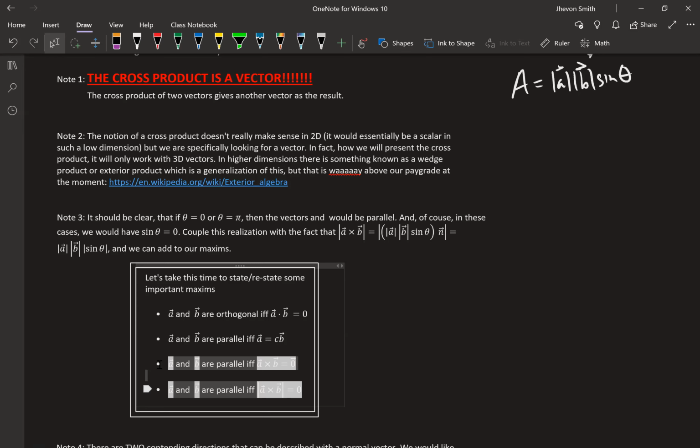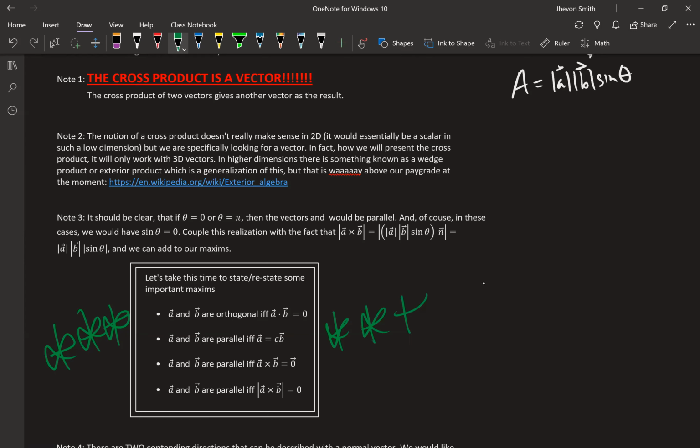So we can add 2 things to our maxim that we had before. This is a very important box right here. You need to know that. So these are just things we know now. When we're talking about vectors in space, dot product equals the 0 scalar means the vectors are orthogonal. If one vector is a constant times the other, it means the vectors are parallel. Another way of talking about parallel is with the cross product. A cross B equals the 0 vector means the vectors are parallel.